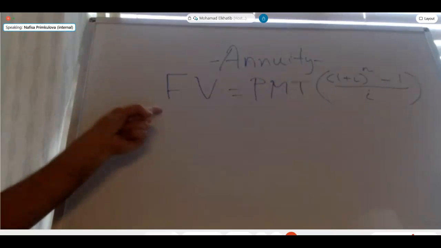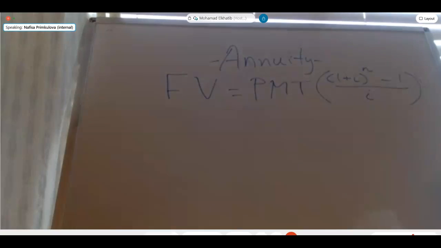Let me read this for you. FV equals PMT. I'll tell you what it stands for, class. Open the parentheses, then open the parentheses again. 1 plus I, close the parentheses, raised to the power N, minus 1, divided by I, close the parentheses. Take your time and write it down so I can tell you what FV stands for.